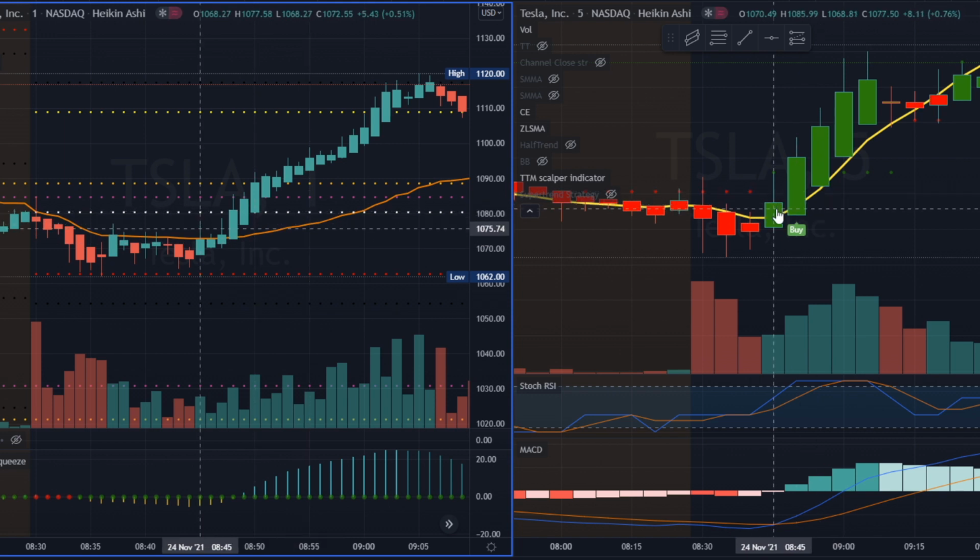So all these things on this bar here, we're green in the TTM Squeeze. We have a blue line upwards. We're above the VWAP.